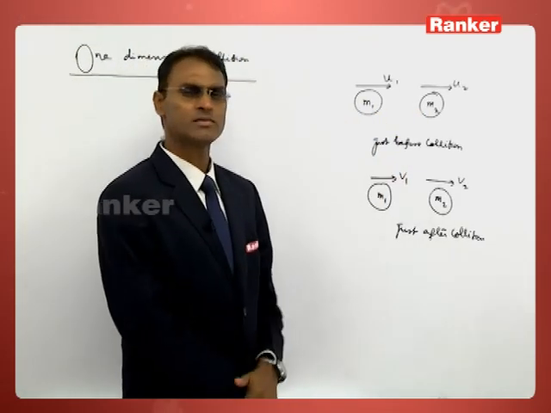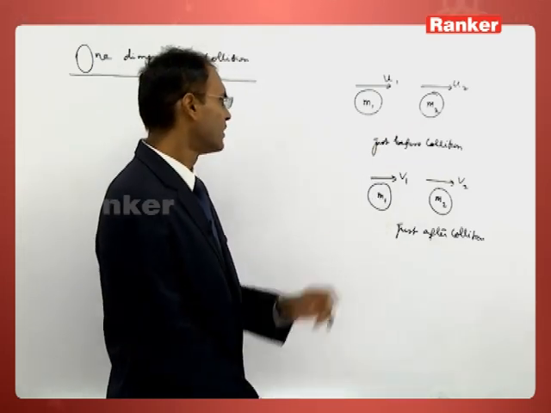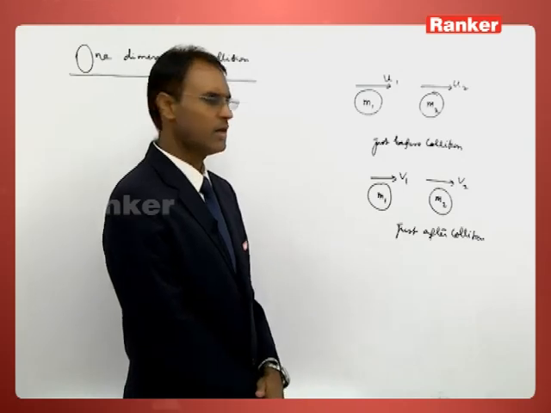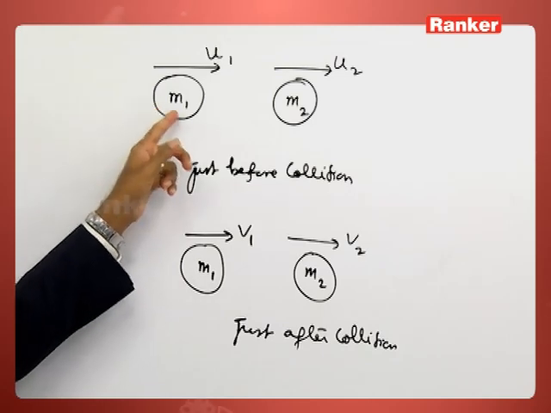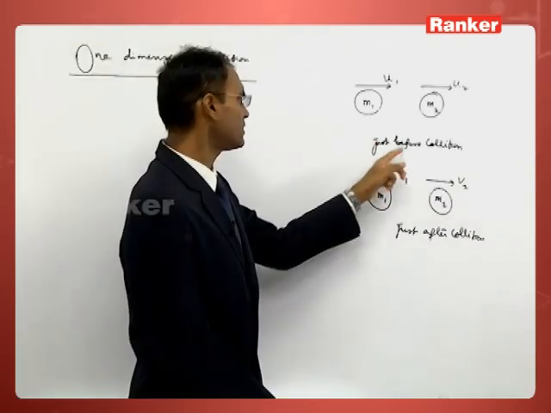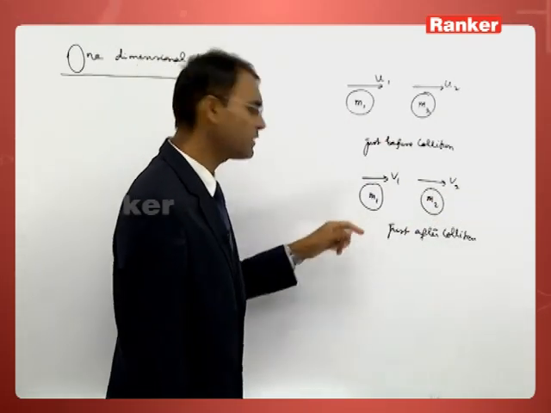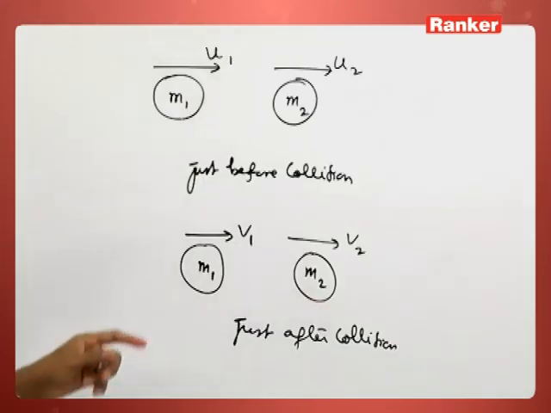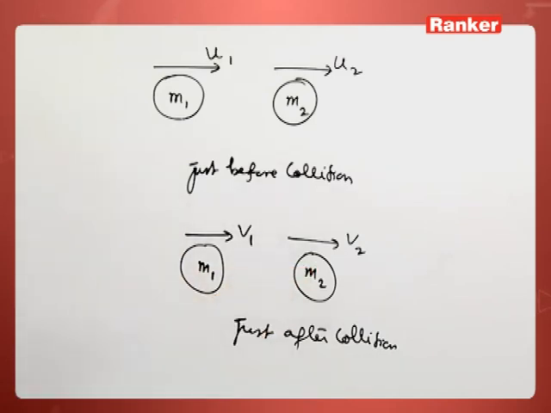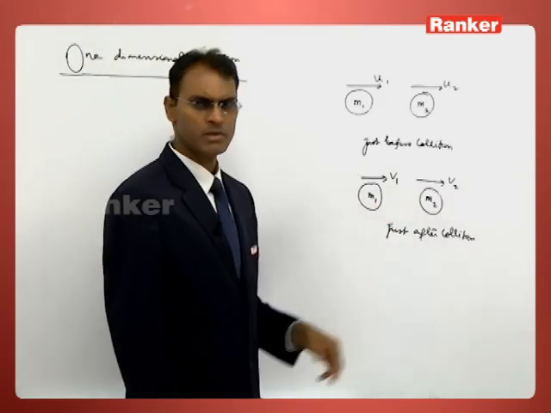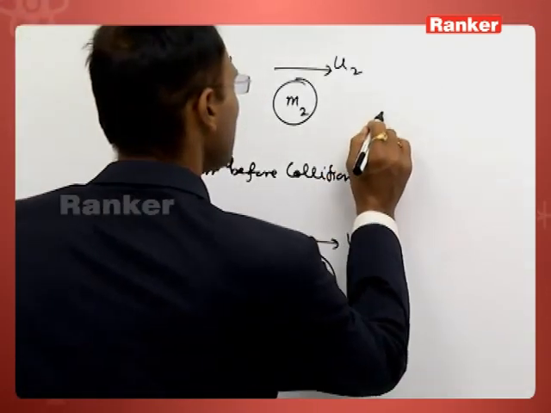We have taken two bodies moving along the same line. Just before the collision, let us assume their velocities are u1 and u2 respectively, and their masses are m1 and m2 respectively. This is the scenario just before the collision. And just after the collision, let us assume they move along the same line with velocities v1 and v2 respectively. We have assumed all velocities along the positive x direction.